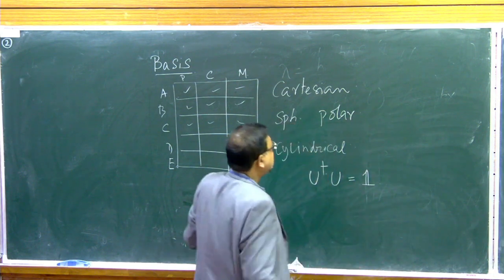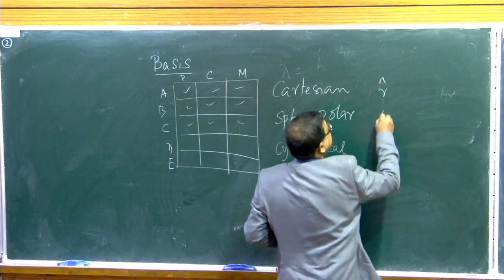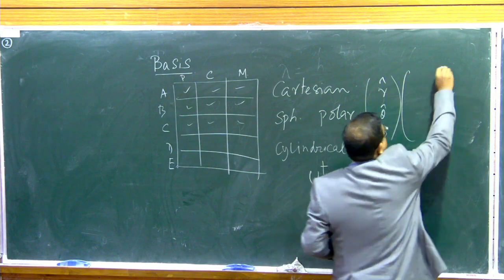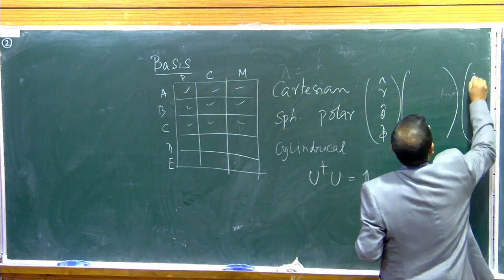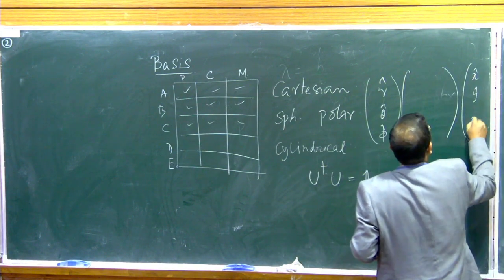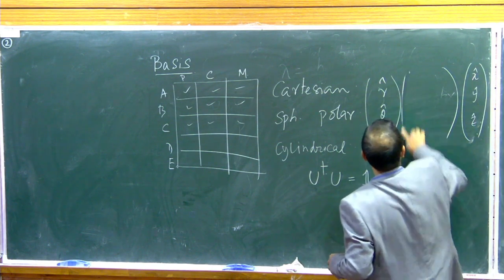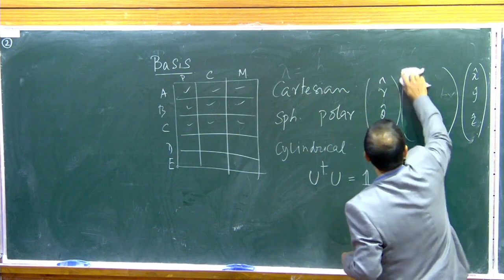So what I mean to say is that your r cap, theta cap and phi cap are related to the x cap, y cap and z cap in a way, and this is, sorry, there has to be an equality sign.